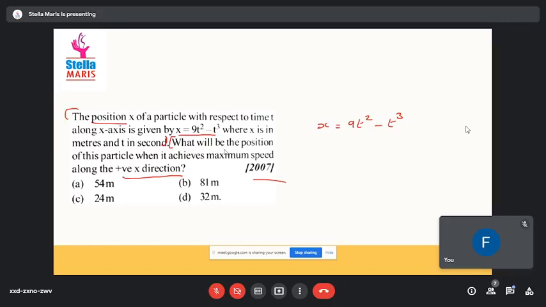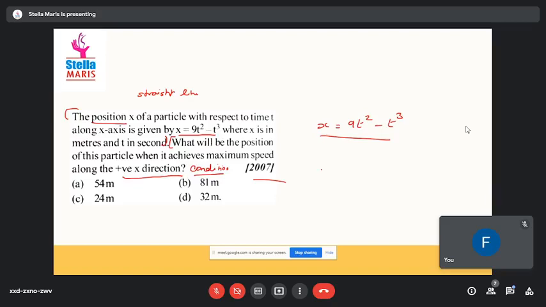So do you get the idea how to do this sum? They're saying it is obvious the motion is along a straight line, and they have given the position as an equation. They're asking what will be the position of this particle when it achieves maximum speed along positive x direction. So what is the condition here that you have to find out? Are you able to find the condition?